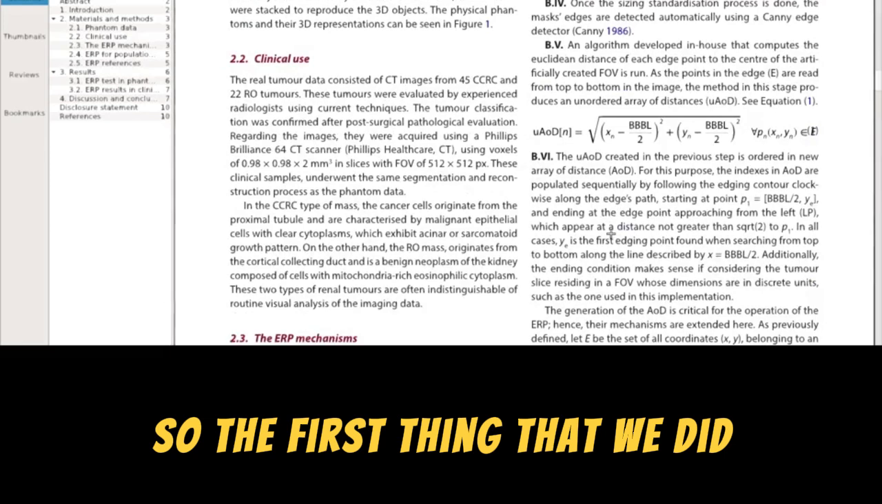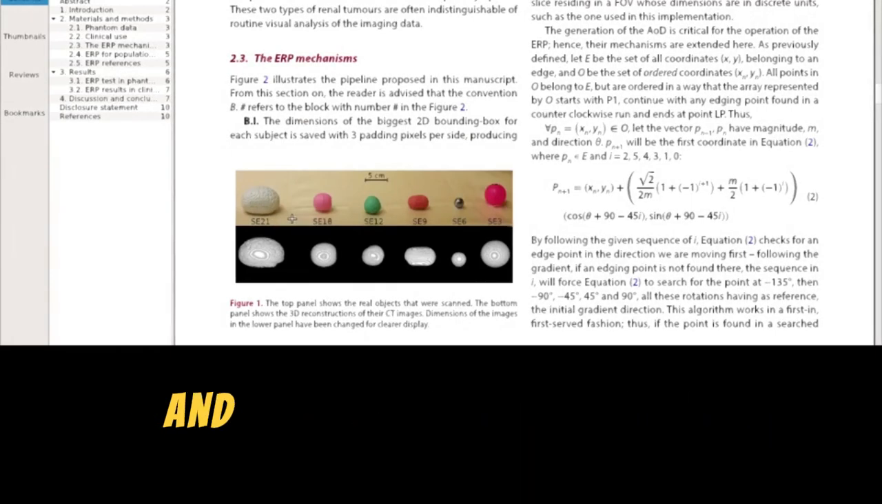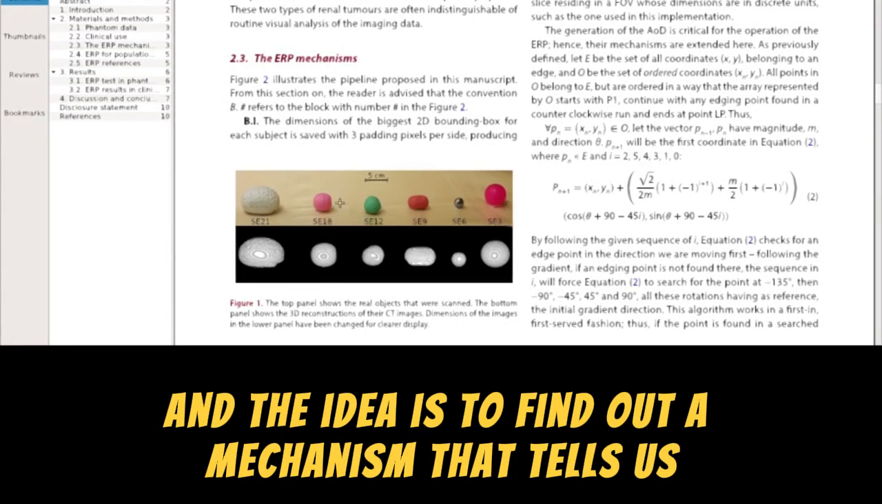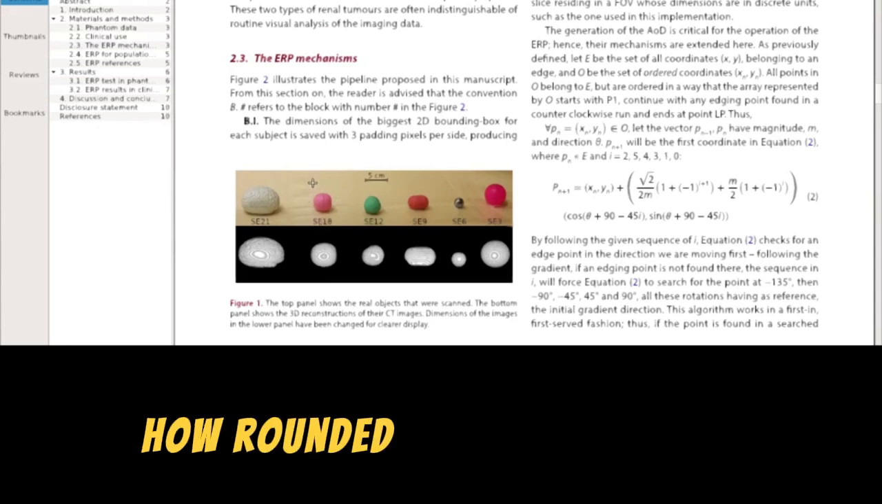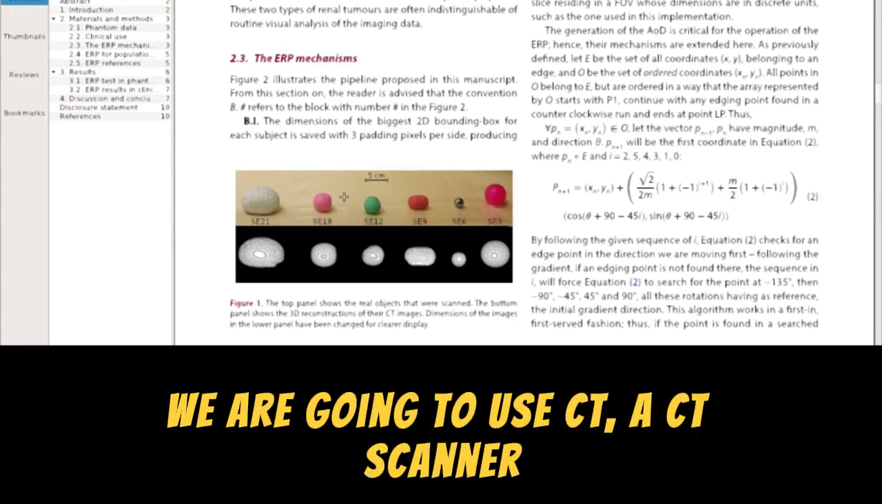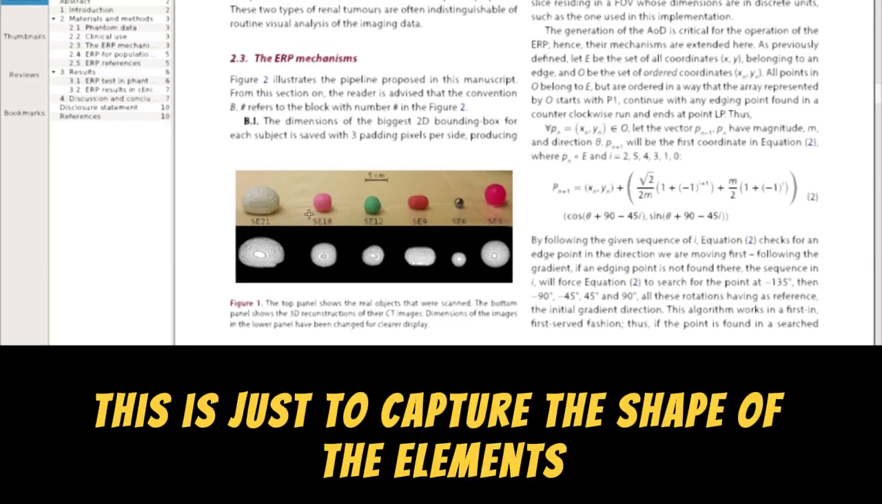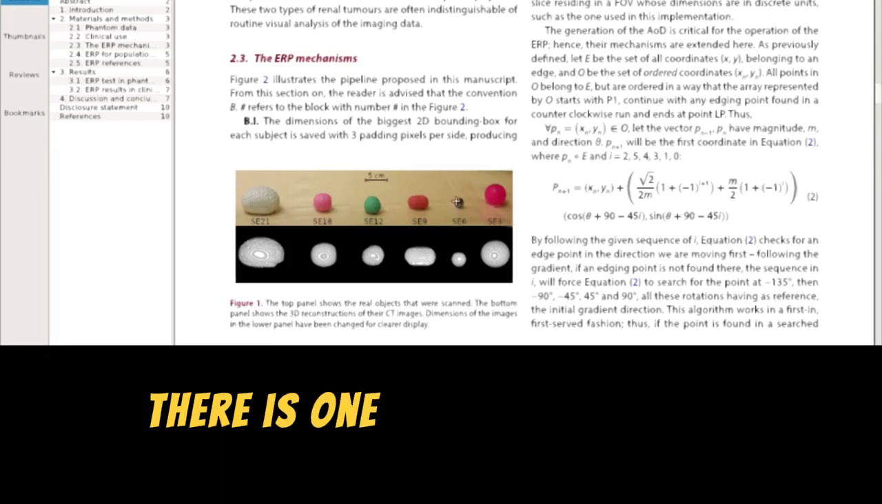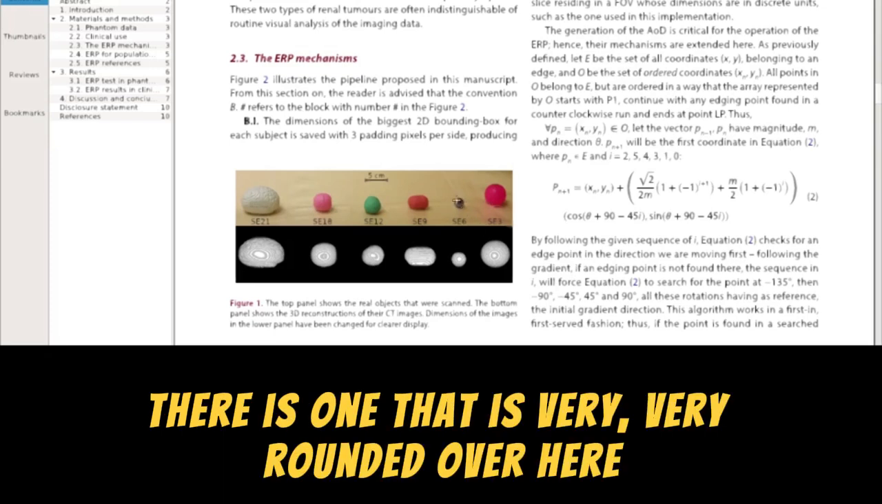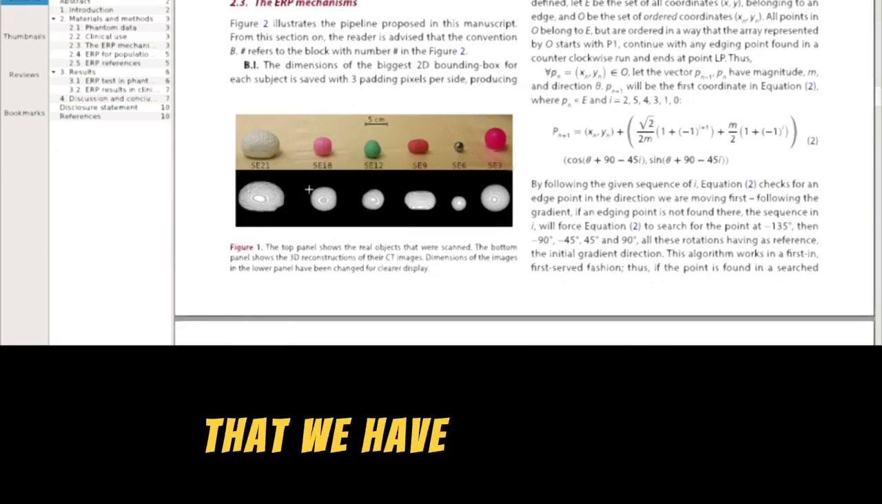So the first thing that we did, we are willing to characterize different shapes because our method is shape-based. And the idea is to find a mechanism that tells us how rounded these figures are. We are going to use a CT scanner, because these objects are not live tissue. This is just to capture the shape of the elements. There is one that is very, very rounded over here. And these are the reconstructions of the objects that we have here on top.